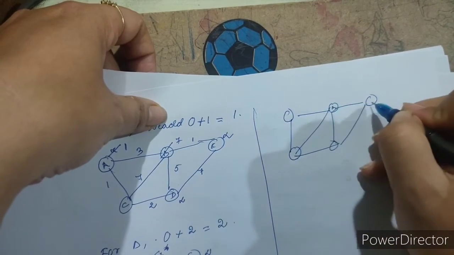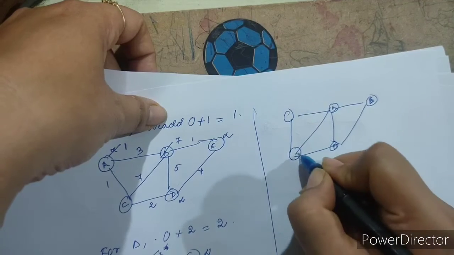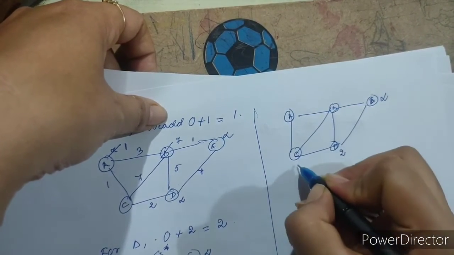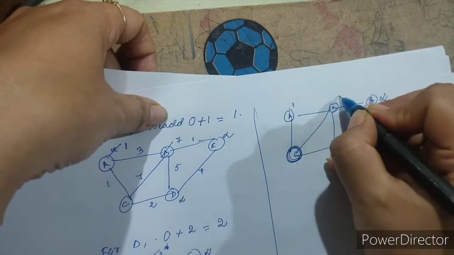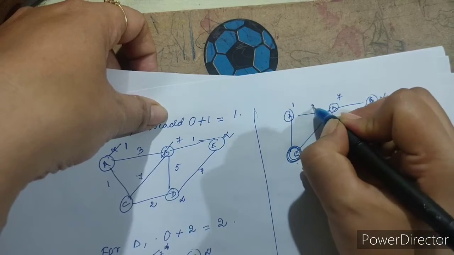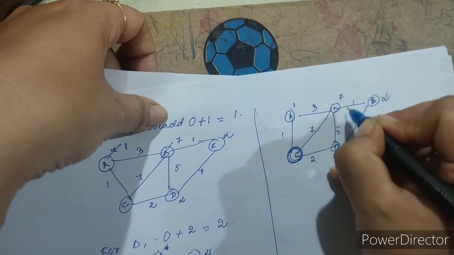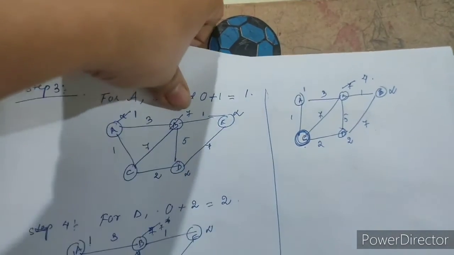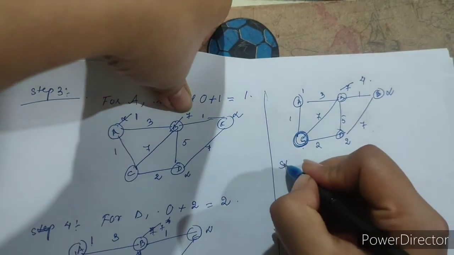So B, D, this is E, D, C, A. This is infinity, right? This is 2. This is already visited. This is 1 and this is 7, right? So 3, 1, 7, 2, 5, 7, 1. So this will cancel and it will be marked as 4, right? It's 4.